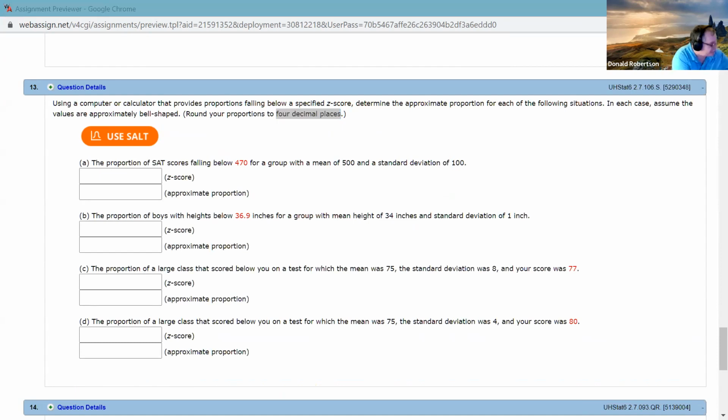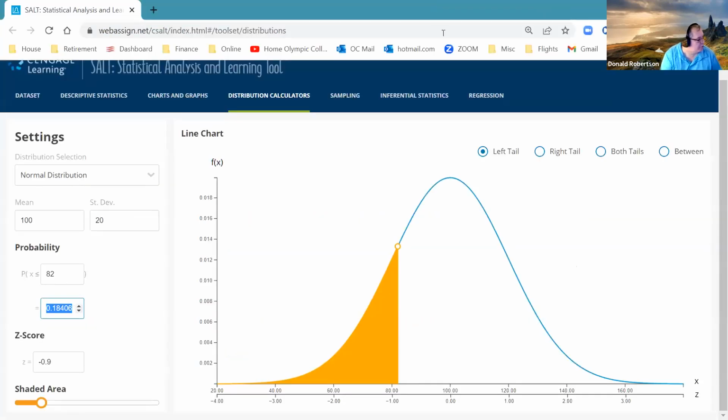Okay. So let's do one of their questions. Question A has a mean of 500 and a standard deviation of 100. And they want to know what proportion of people would get a score below 470. So here we go with the guy. The mean this time is 500. The standard deviation this time is 100.